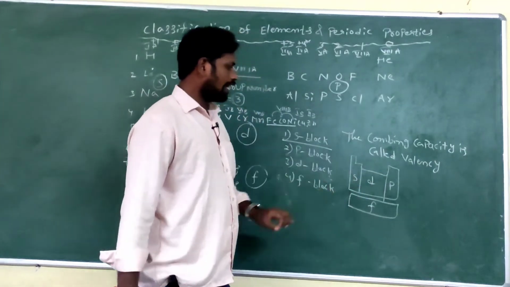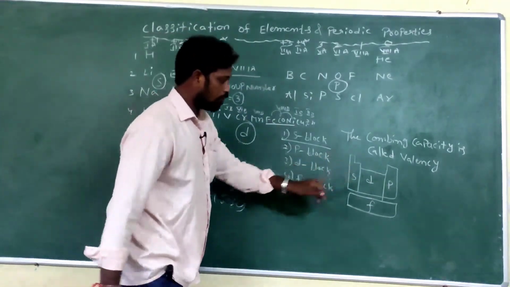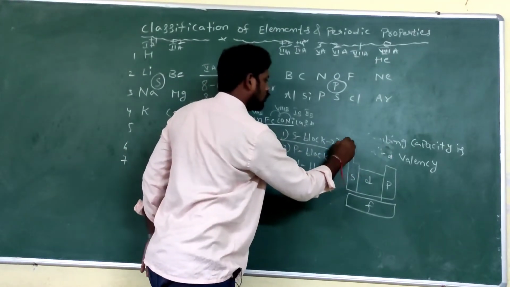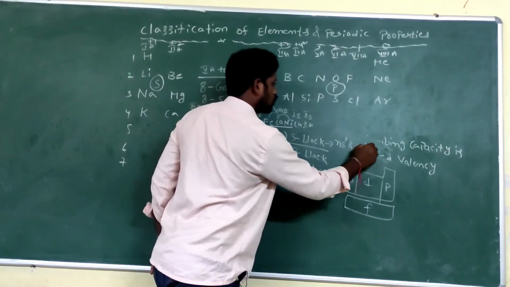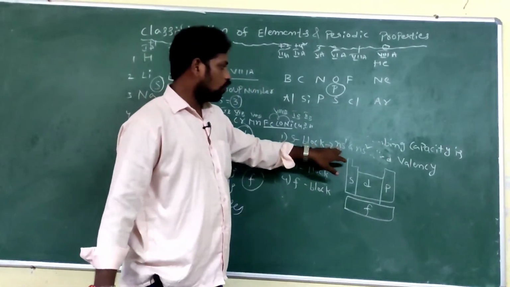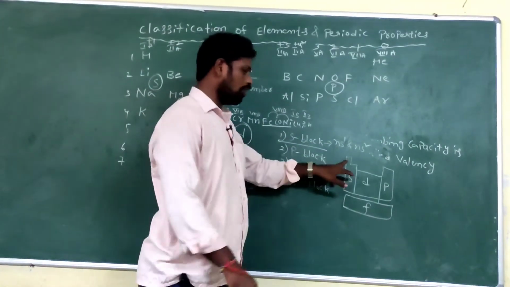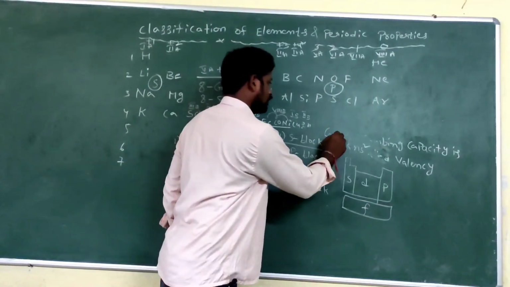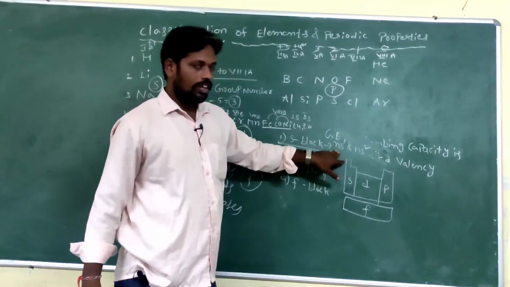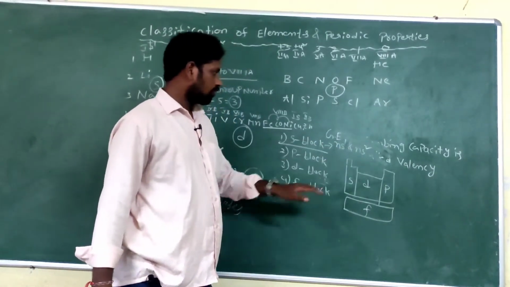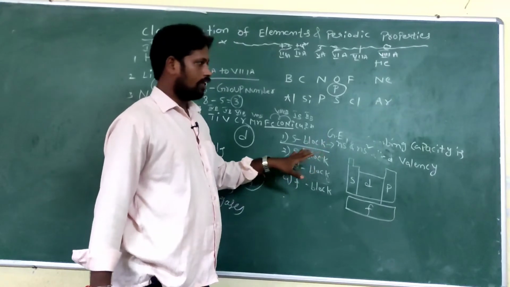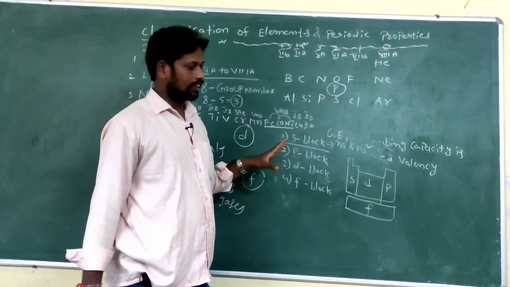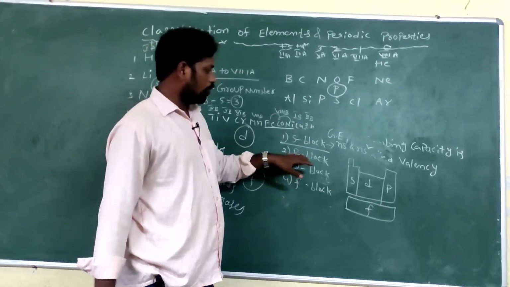What is the electronic configuration of S block elements? The S block electronic configuration is ns1 and ns2. Only the 1A and 2A groups are S block, because the general electronic configuration is ns1 and ns2. It is most important, and S block elements contain only pure metals. Next, the P block.